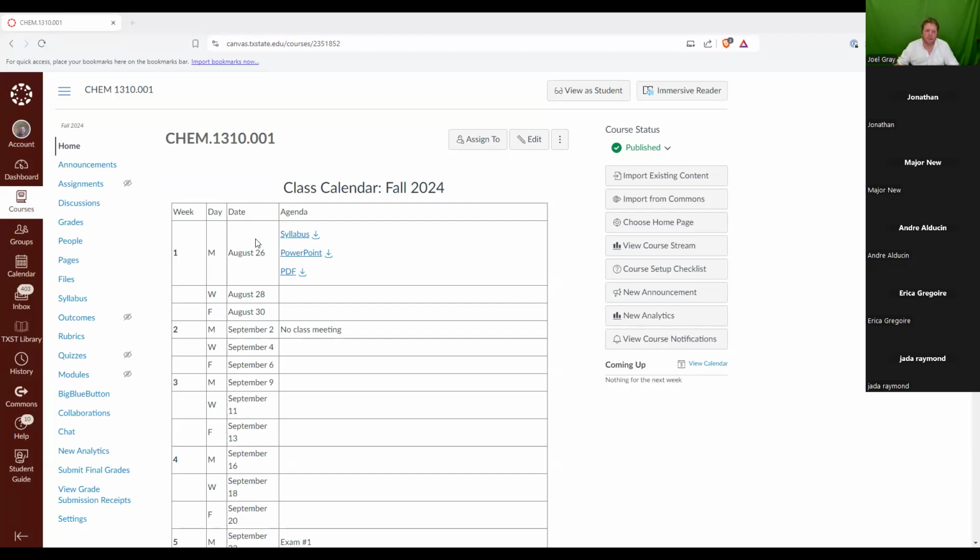On the far left, you'll see a column for the weeks, then the day, the date, and the agenda. In the agenda column, that's where you'll find all the important information that you need with respect to things you need for class or recordings of our class.